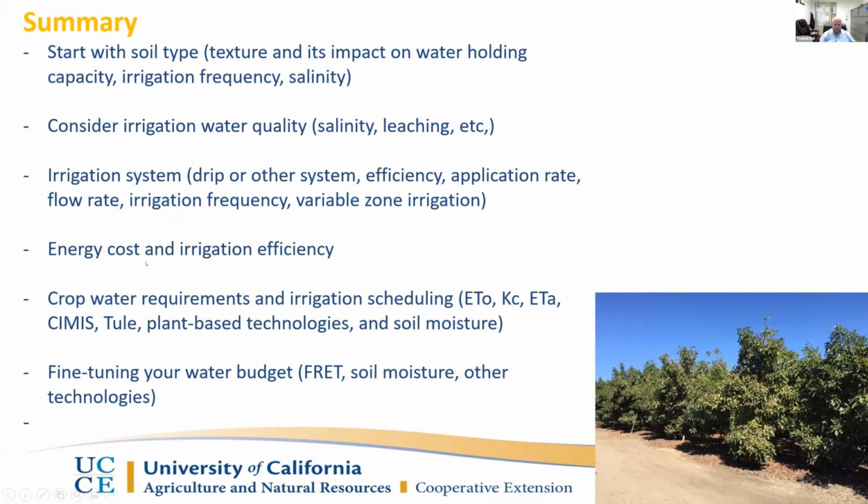Energy cost is a big factor. Energy is getting more expensive. So we want to make sure that we have that considered in our irrigation management decisions. There are several ways where you can estimate crop water requirements. And the bottom line is you have to fine tune whatever recommendation that you get from any sensor or from anybody. You have to fine tune based on the conditions that you have in the soil.